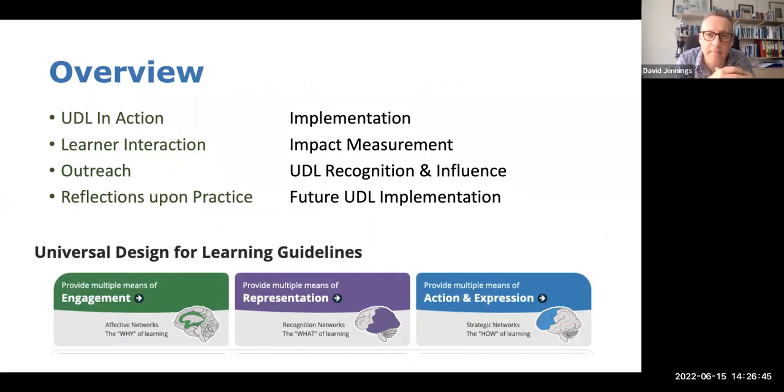So I'm going to talk to the 4 criteria presented here in terms of implementation, impact, recognition. And I've translated those into my own endeavours, and I'll talk to that as we go. So what I'm talking about is how universal design for learning has been incorporated into my day-to-day practice. So there it is in action.